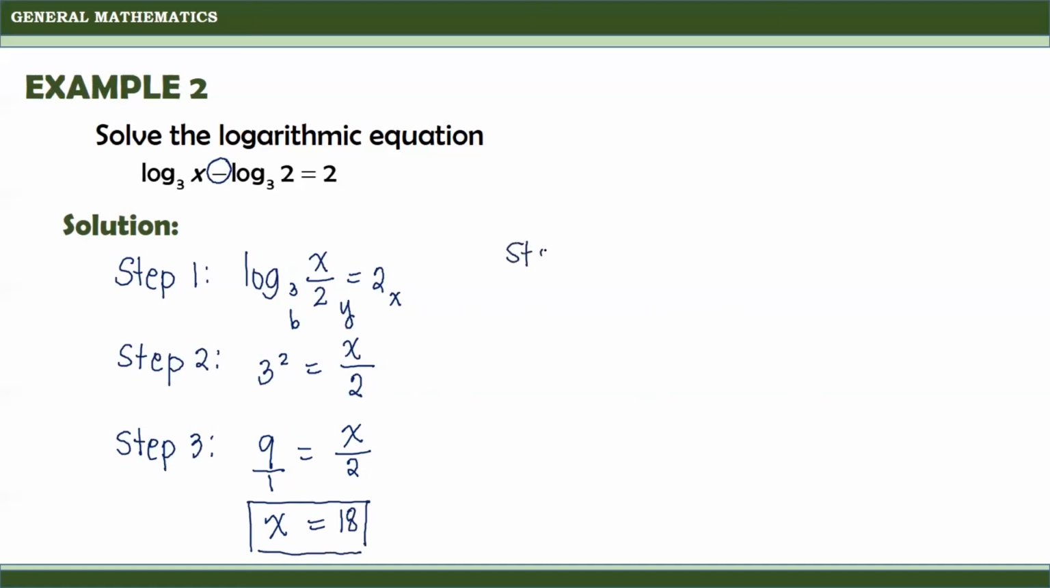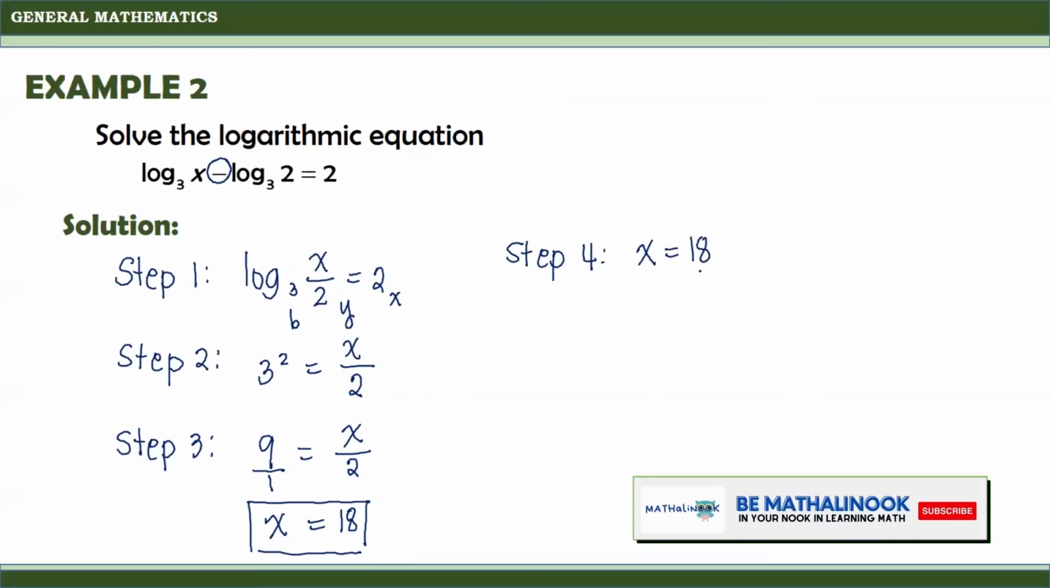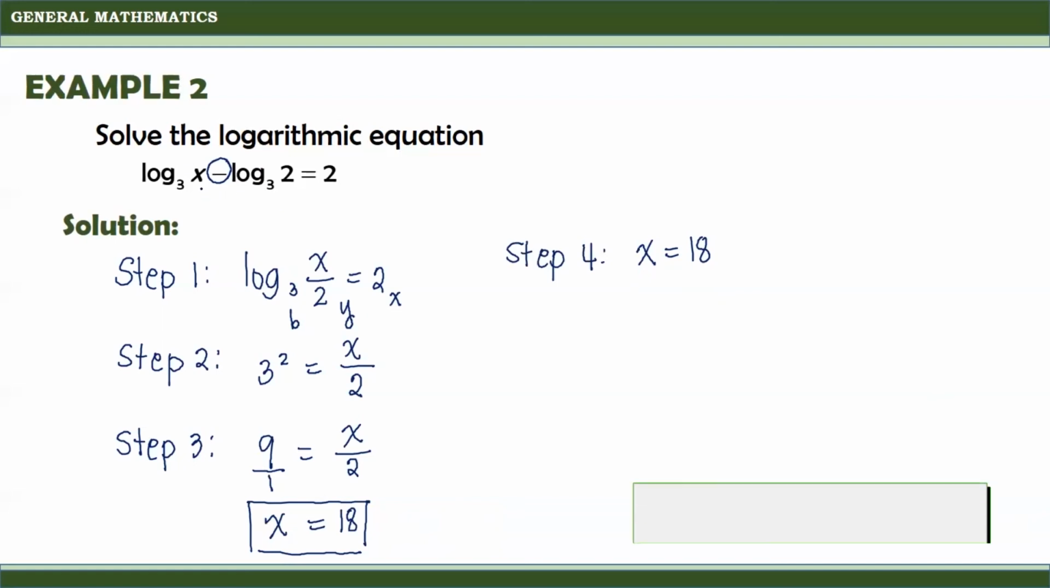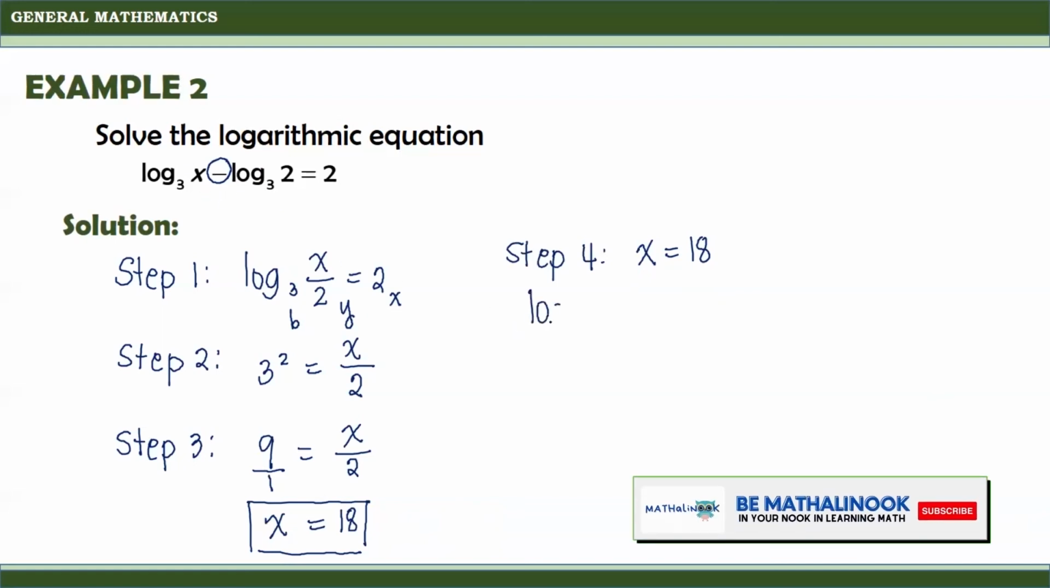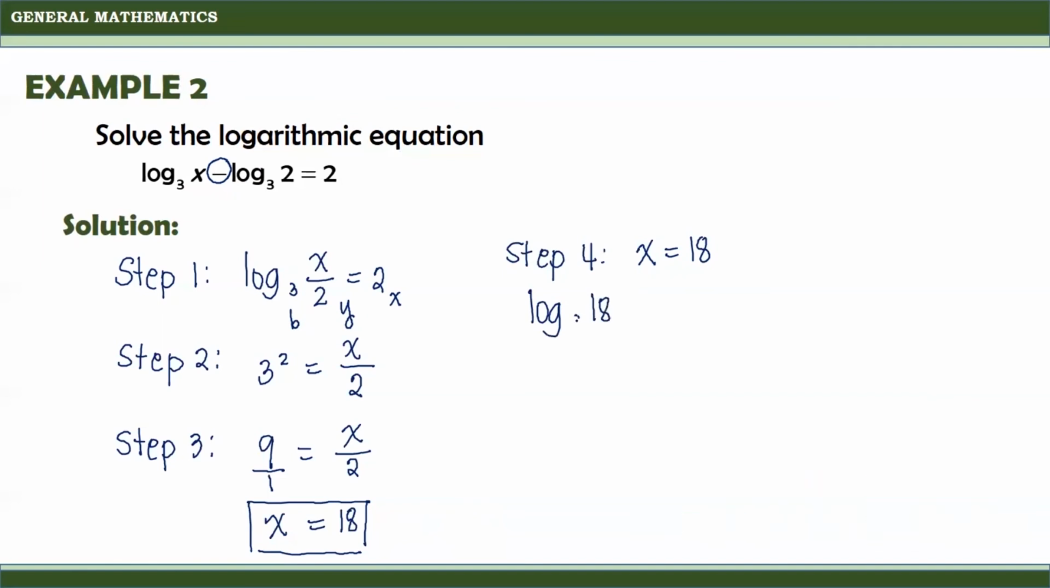Finally, for step 4, we will be checking if our answer x equals 18 is correct. To do that, we will be substituting 18 for the variable x in our given equation. So we will have logarithm of 18 to the base 3 minus the logarithm of 2 to the base 3 equals 2. Since this is subtraction, we will be dividing 18 and 2, giving us the logarithm of 9 to the base 3 equals 2.